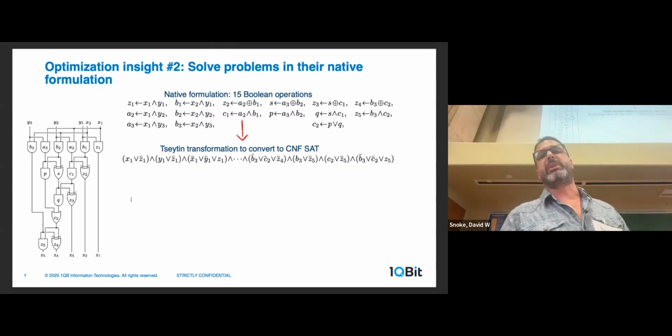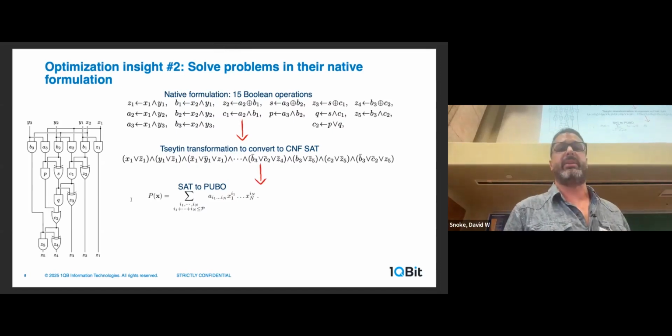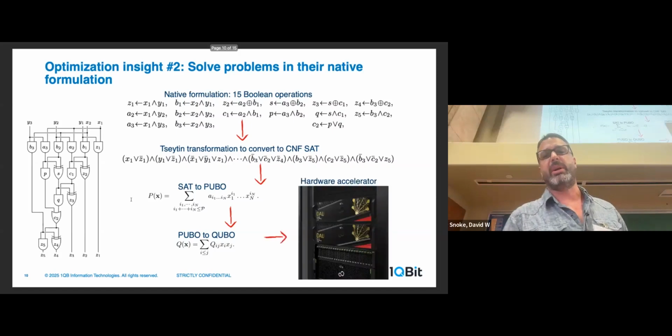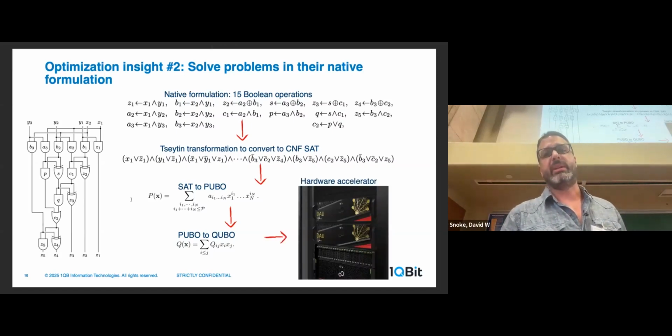One way that you could do it, you could convert it to a CNF problem and throw it into a SAT solver. If you wanted to use an accelerator, let's say a few years ago, you would maybe map the SAT problem first to a PUBO, then down-convert the PUBO to a QUBO, and then throw it into your hardware accelerator and hope for the best.